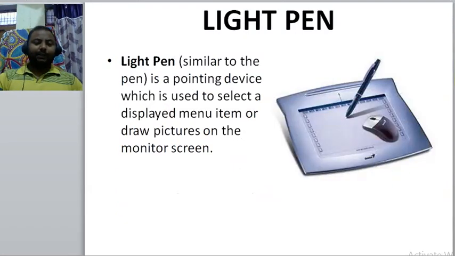Light pen. Light pen, just like a pen you use to write on the page, in the same way, if you want to write on the screen, then you use light pen. It is a pointing device which is used to select display menu items or draw pictures on a screen. With the help of light pen, you can select things and draw pictures on the screen.